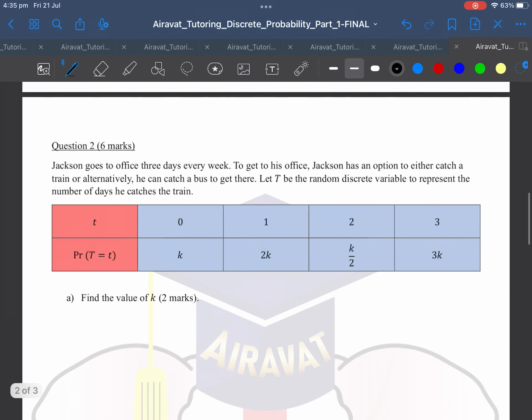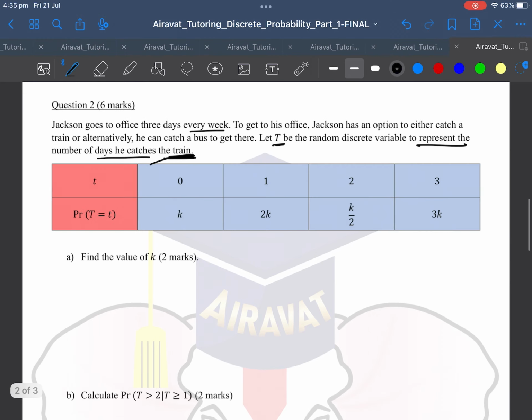So Jackson goes to the office 3 days every single week. To get to his office, Jackson has the option to either catch a train or a bus to get there. Let T be the discrete random variable to represent the number of days he catches the train. The first thing we have to do is to find the value of k, obviously using this PMF. So how do I find the value of k?